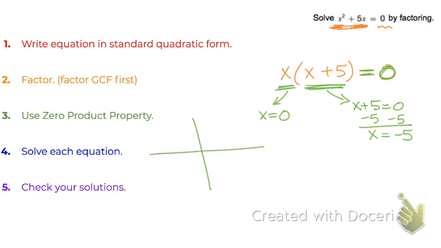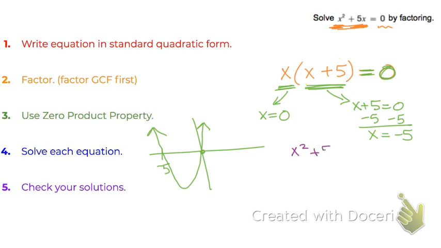If we were to graph this, that means that the parabola crosses the x-axis at 0 and at -5. So it'll look something like this. You can always check your answers by graphing it or by substituting your solutions back into the original equations.